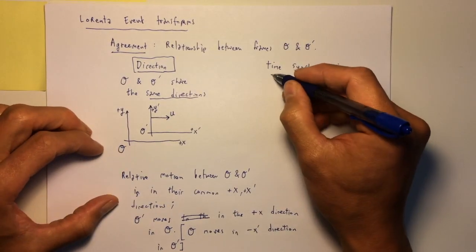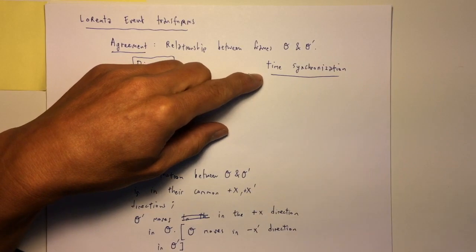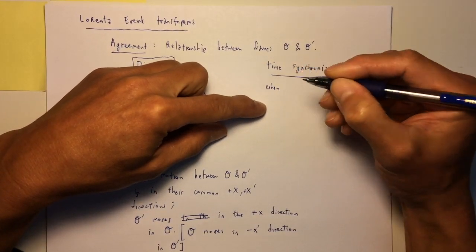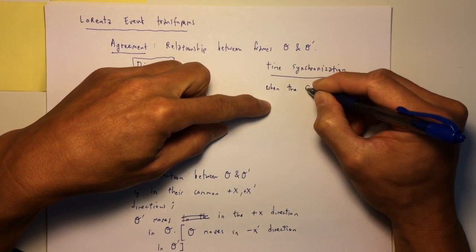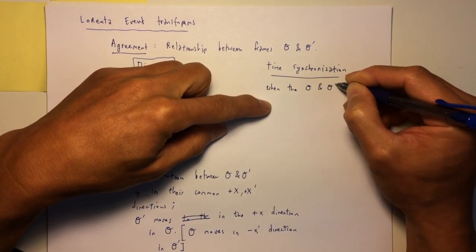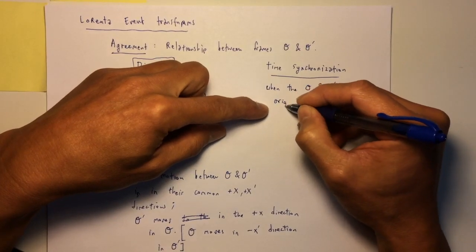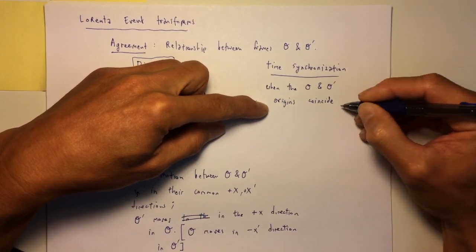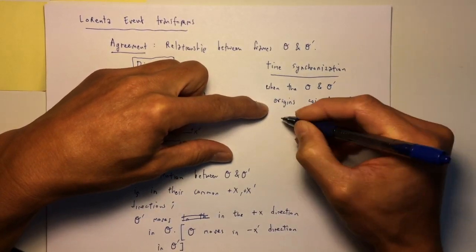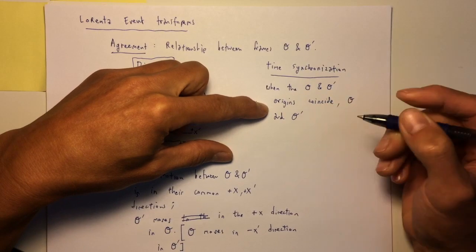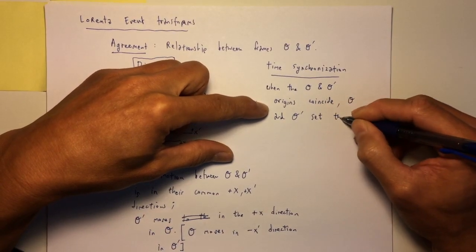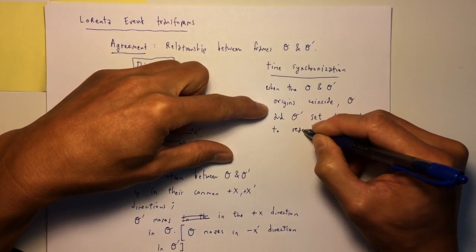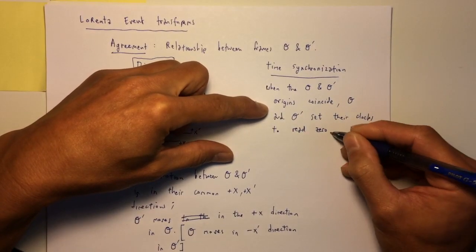Yes, so time synchronization is somewhat subtle. The idea is when the O and O prime origins coincide, O and O prime set their clocks to read 0.